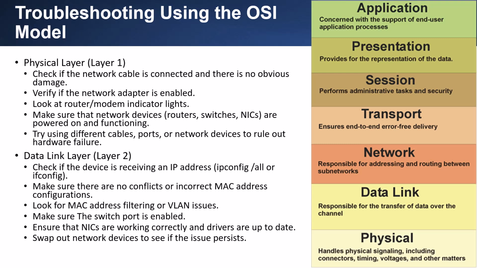For the data link layer, Layer 2, check if the device is receiving an IP address using the ipconfig /all or ifconfig command. Make sure there are no conflicts or incorrect MAC address configurations. Look for MAC address filtering or VLAN issues. Make sure the switch port is enabled. Ensure that NICs are working correctly and drivers are up to date. Swap out network devices to see if the issue persists.